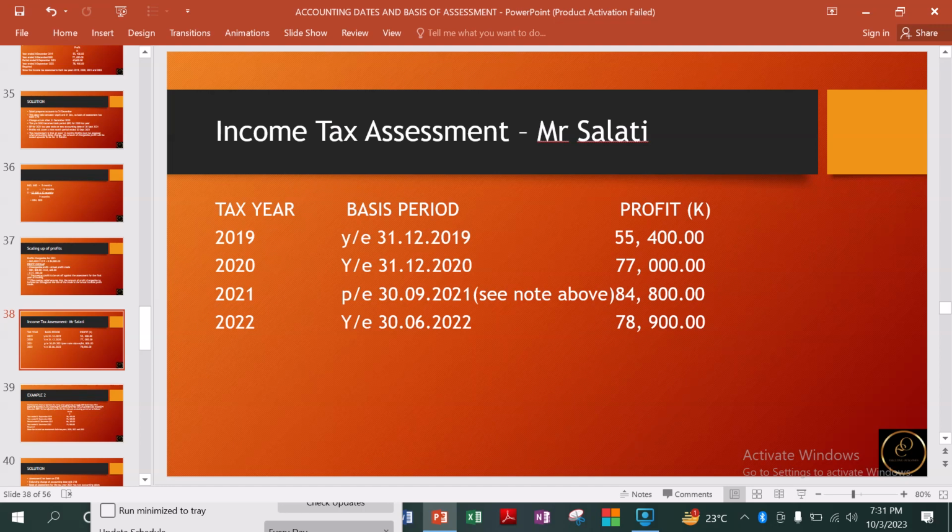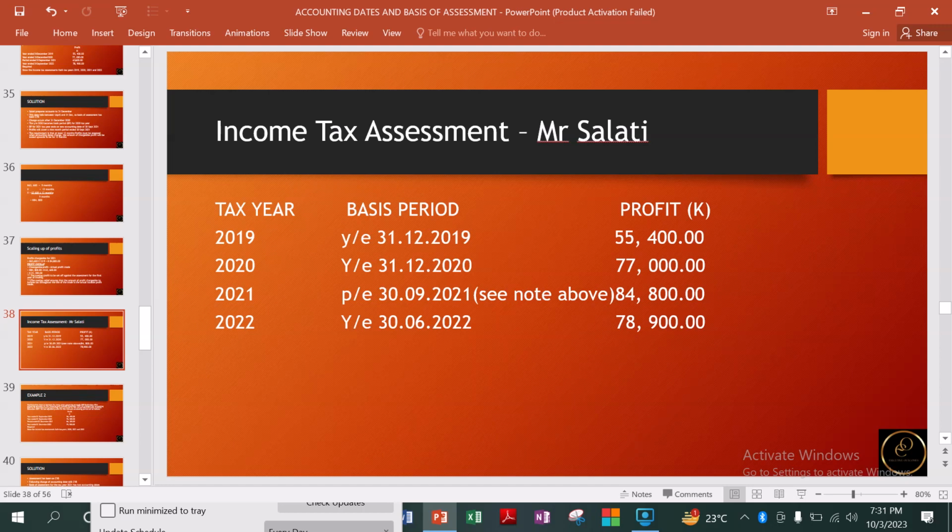Then we come to 2021. The period is the year ended 30th September 2021, but it has been scaled up to 84,800. When you look at this, this is the current year basis, so 2021 is the current year and the tax year as well. Then the next one falls in smoothly. You have the year ending 30th June 2022, and this is still between April and 31st December, so current year basis, 2022.